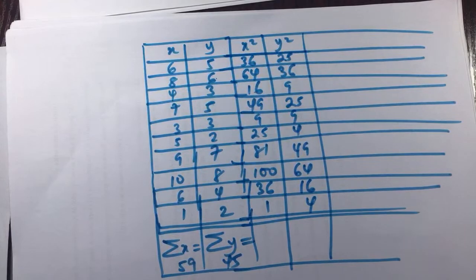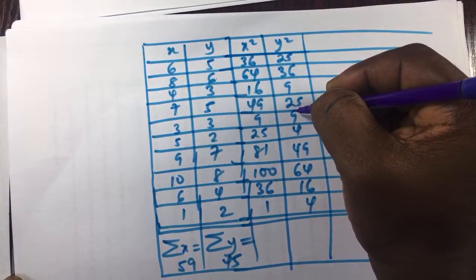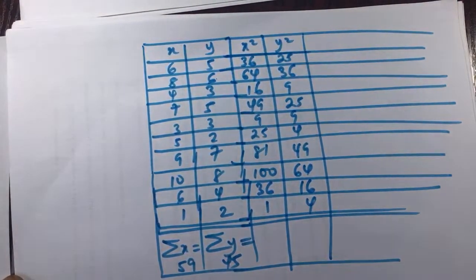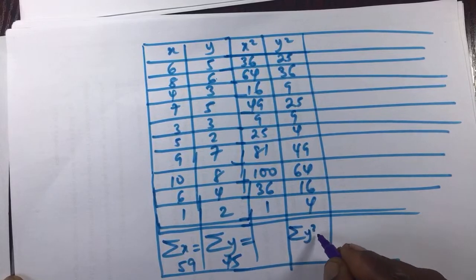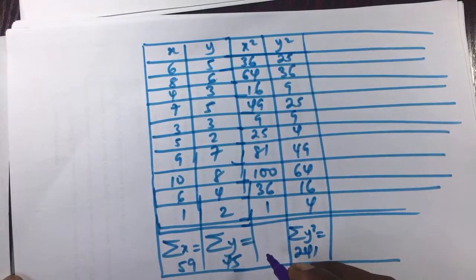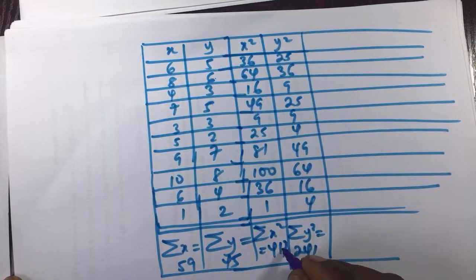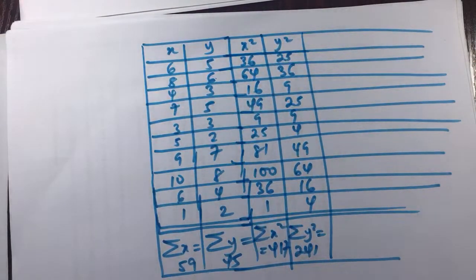Okay? So if you add the totals for y squared, 25 plus 36 plus 9 plus 25 up to the end, you would end up getting 241. And if you take the totals for x squared, you verify that, summation x squared will give you 417. Now, what have we done? We have obtained x squared and y squared and the totals thereof.